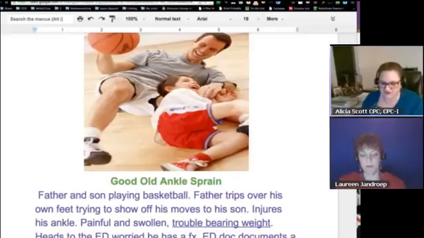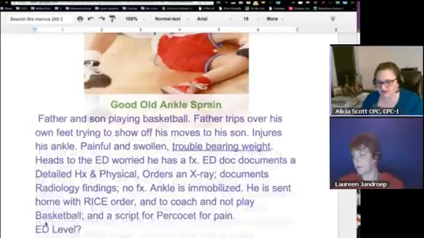Father trips over his own feet trying to show off his moves to his son, injures his ankle. Painful and swollen, trouble bearing weight. That's a point that you need to note when you're doing the coding. He heads to the emergency room, worried he has a fracture. Okay, scroll down a little bit more. The ED doc documents, and he's going to tell you what he does.